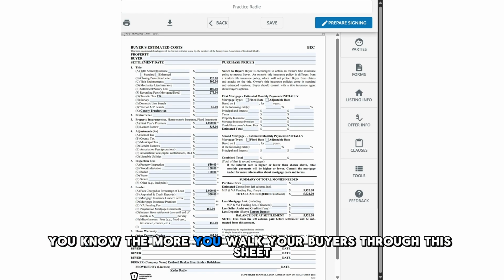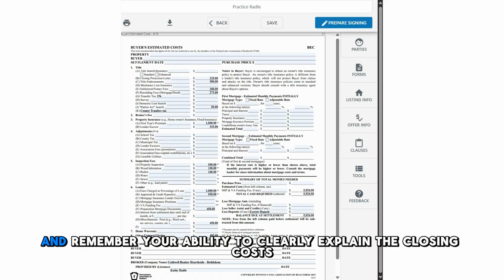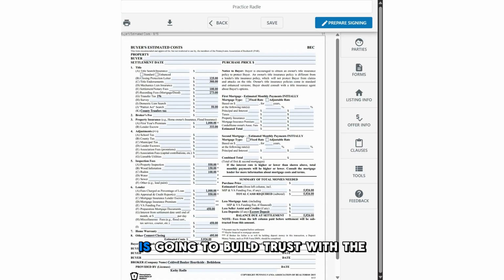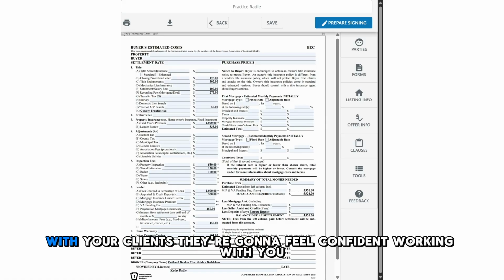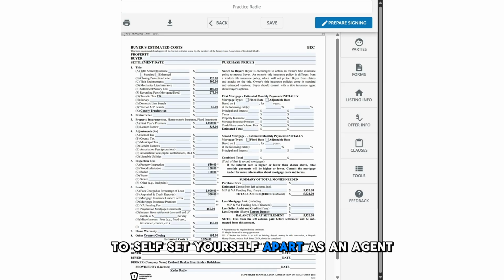The more you walk your buyers through this sheet, the more natural it will become. And remember, your ability to clearly explain the closing costs is going to build trust with your clients. They're going to feel confident working with you. It's one of the most powerful things that you could do to set yourself apart as an agent. So again, very simple. Just take it line by line.